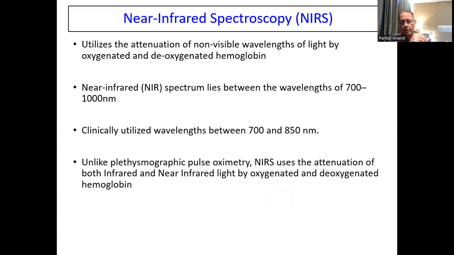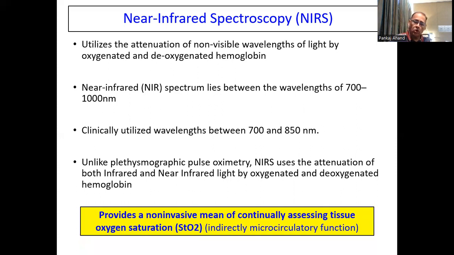Coming to more advanced techniques, NIRS, near-infrared spectroscopy, utilizes the attenuation of the non-visible wavelength of light by oxygenated and deoxygenated hemoglobin. Clinically utilized wavelengths are between 700 and 850 nanometers. And unlike pulse oximetry, NIRS uses the attenuation of both infrared and near-infrared light by oxygenated and deoxygenated hemoglobin. So it provides a non-invasive means of continuously assessing tissue oxygen saturation, what is termed StO2.